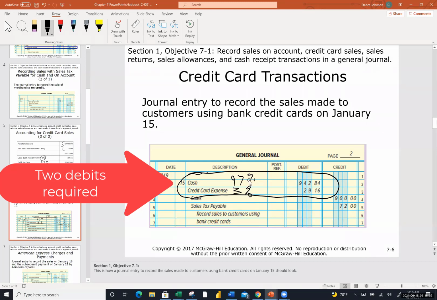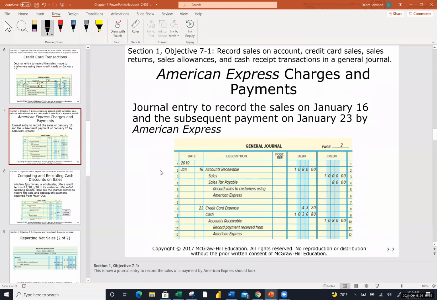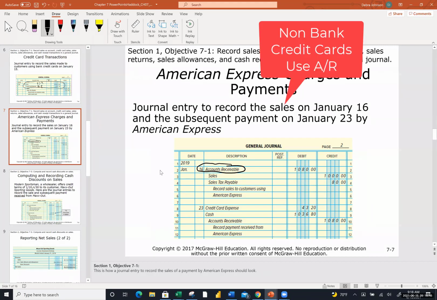And then the 4th type of sale was the non-bank credit card, the American Express. You'll notice that there wasn't any cash when that sale occurred. Instead, American Express says, I'll pay you when I get around to it, usually about 2 weeks later, and their fee is usually higher. And so that was the focus of yesterday's lecture. Even though we didn't come into the classroom live, I did send it to you.